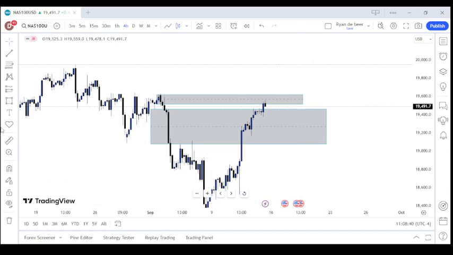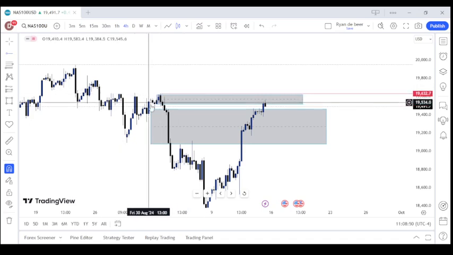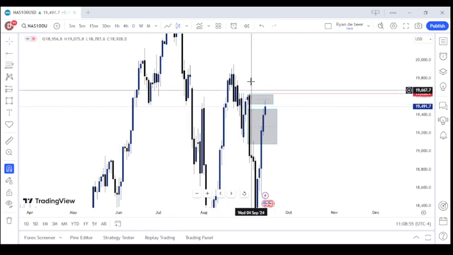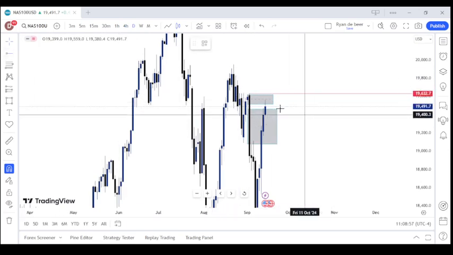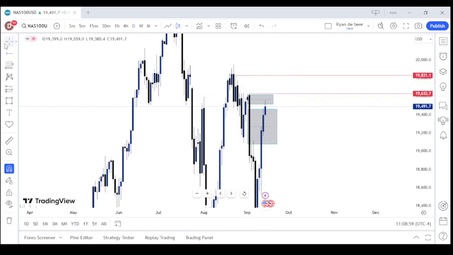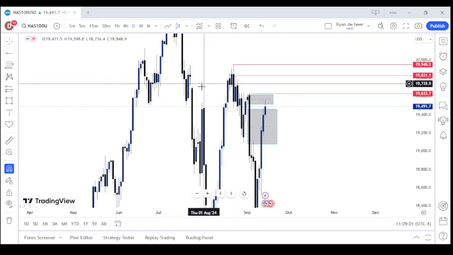It's a possibility. Let me take this horizontal ray tool and mark out my higher draws on liquidity. My higher draws would be this 4-hourly high over there, and if you go to your daily time frame, you can see it's also a daily high as well. So you've got this daily high and then also this daily high right there.